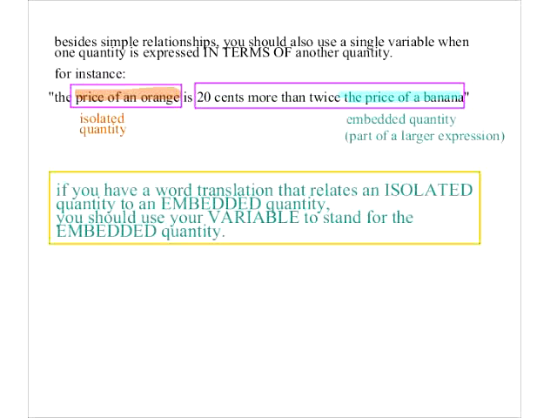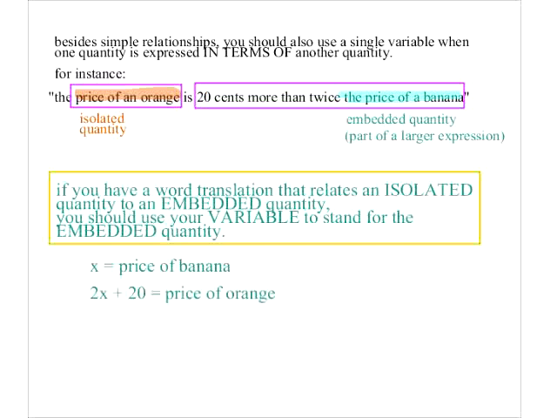In this case, you would use the variable to stand for the price of a banana. So X is price of banana. Because then the equation just tells you what it is. It's 20 cents more than twice the price. So that's 2x plus 20.